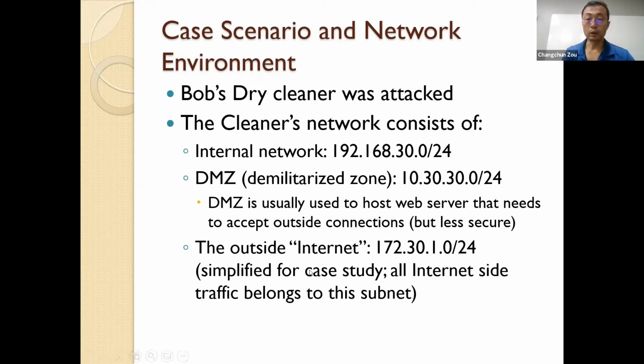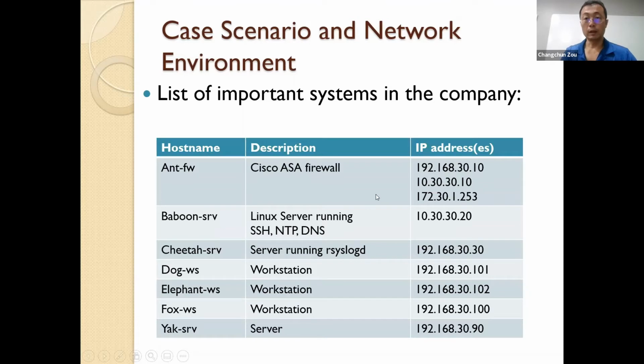Then your internal network will be in another subnet. So these will be separate subnets, and you can protect your internal network better. And the outside internet in this emulation, it assumes that any IP address coming from this subnet is outside internet. So basically, all the outside connections, we assume their IP address belongs to this subnet. And here lists the important systems in the company.